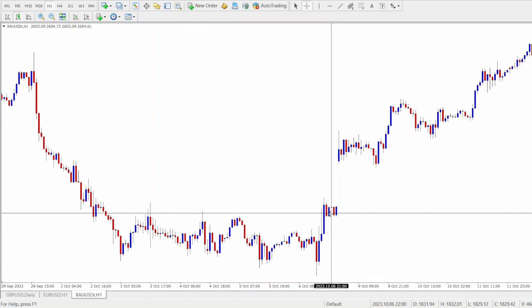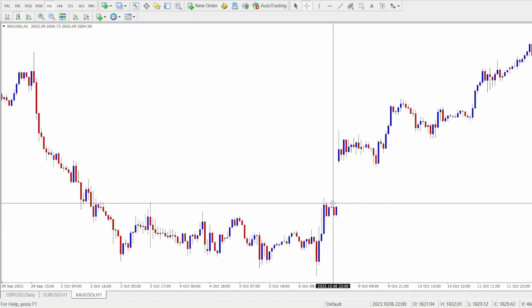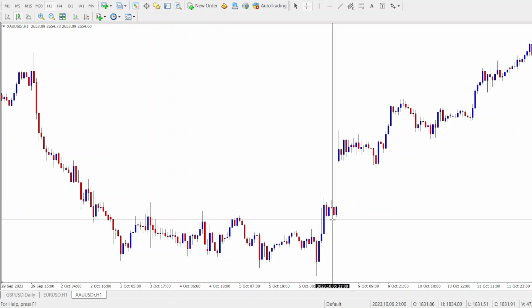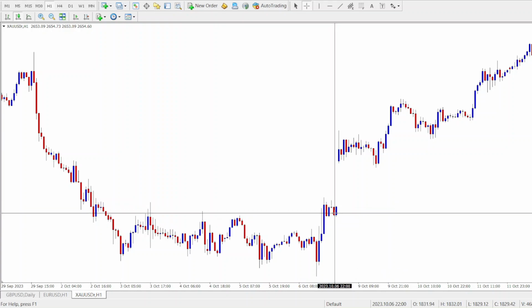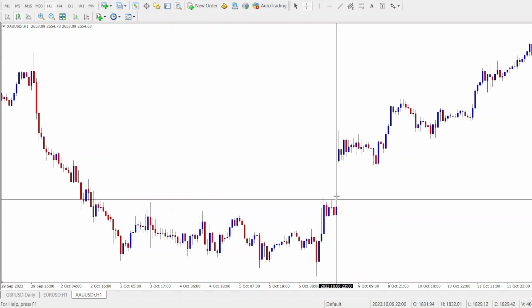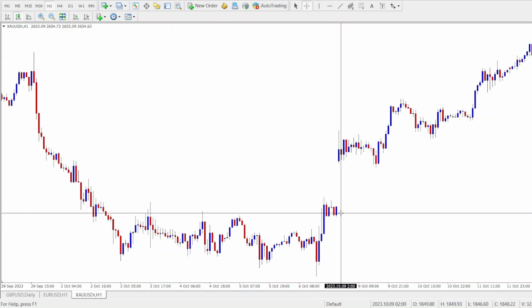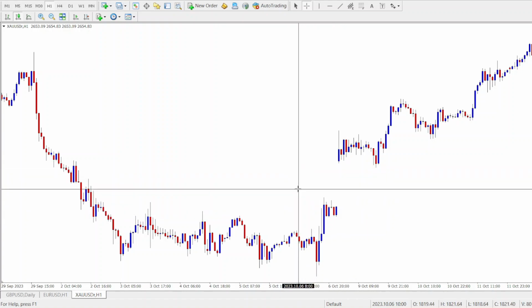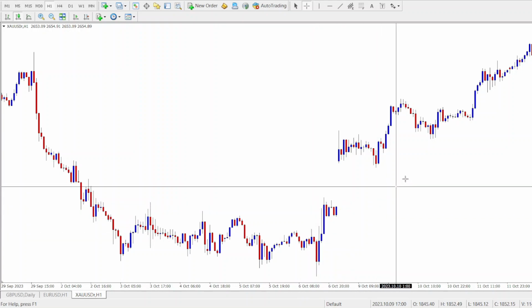Now looking at this evening star, you can just imagine how the morning star would look. In the morning star, this would have been a red candle, then the doji would have been at the bottom, then this other candle would be a bullish candle. So it signals the possible end of a bearish move and the possible start of a bullish move.